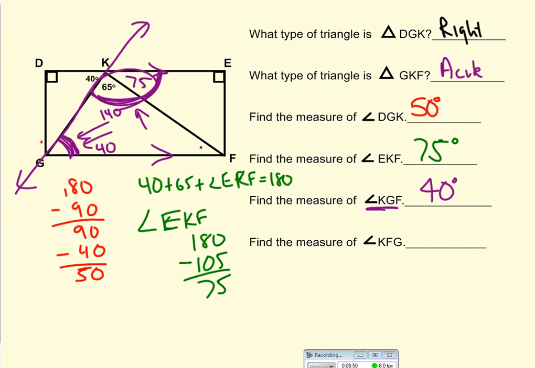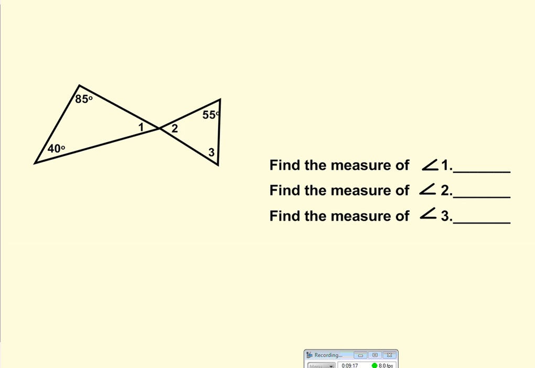So now if I know that one's 40, how big is KFG? Well, this is 65, this is 40. How big does that one have to be? Well, what's 180 minus 105? All right, 40 and 65 are 105. So that's going to be 75 degrees. So this is starting to put together everything we've talked about.